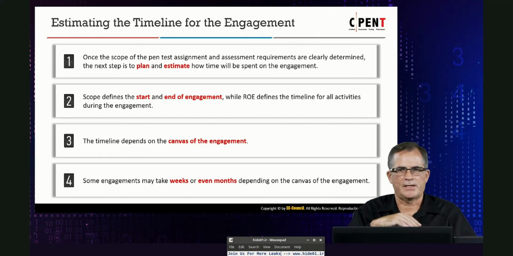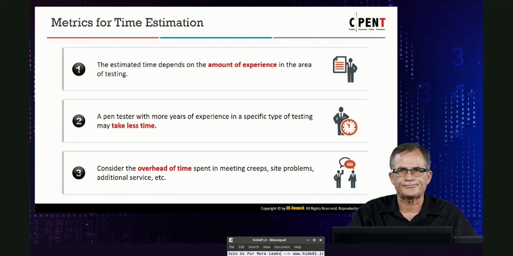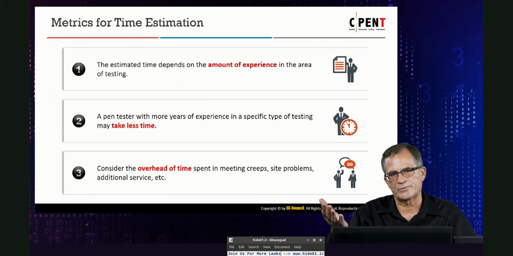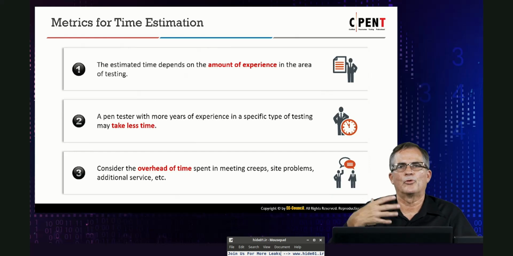So say we're going to do network testing, external testing. We have X amount of days for that. We have internal testing. We have X amount of days for that. Then you start going from there. And that's the reality of how this works. Metrics, the amount of experience in the area of testing. If it's a team that's relatively new in it, it's going to take more time. Somebody with more years of experience would take less time. But you have other problems. Sometimes a network won't be available or something's happening in the organization. All of these can cause problems with your time estimation.